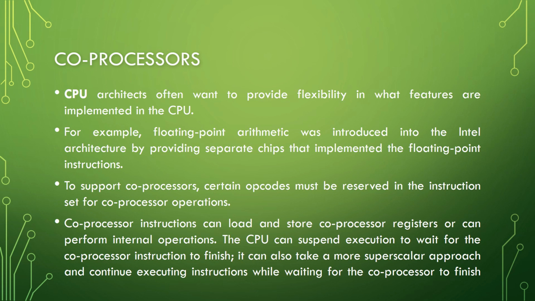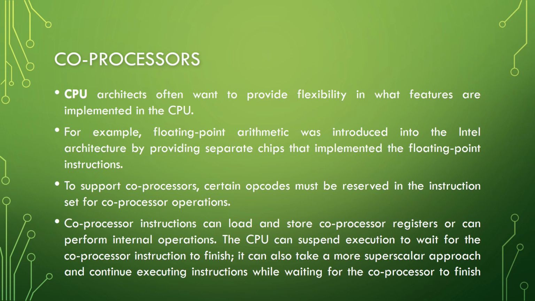Firstly, Intel introduced floating point arithmetic as the first coprocessor unit. This coprocessor is dedicated to floating point arithmetic, so it will perform only floating point arithmetic functions. To support the coprocessor, some opcodes in the instruction have to be reserved.